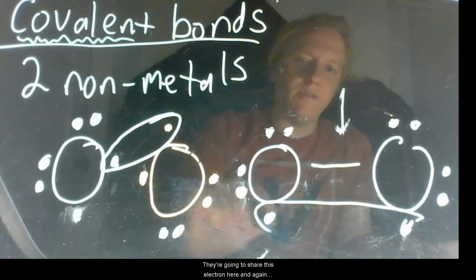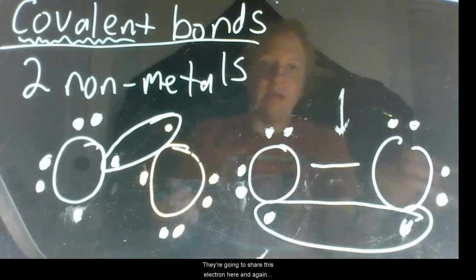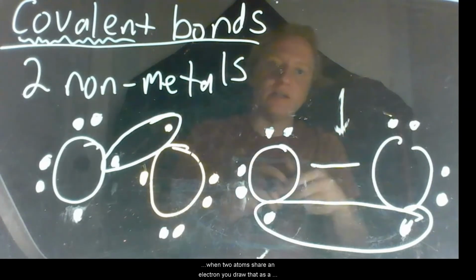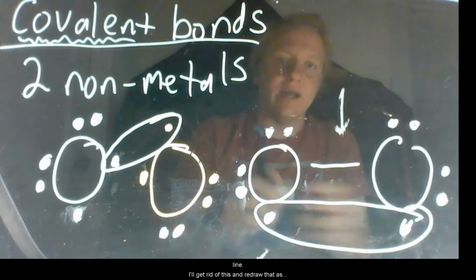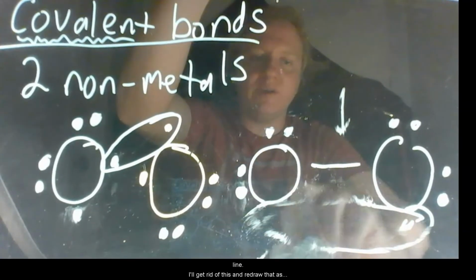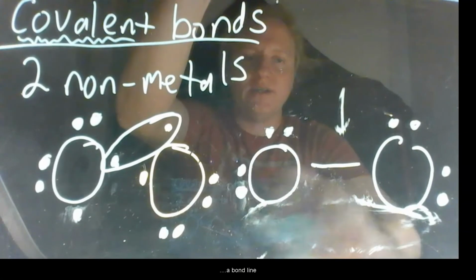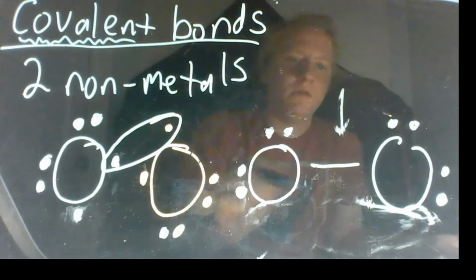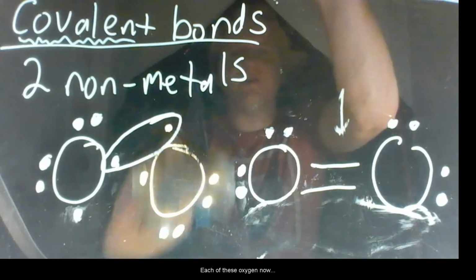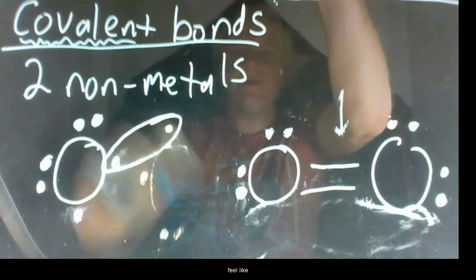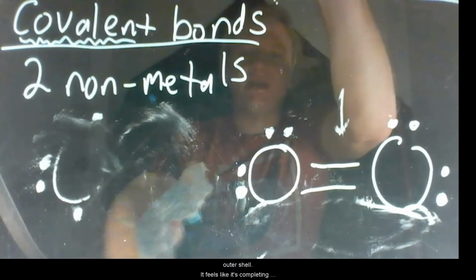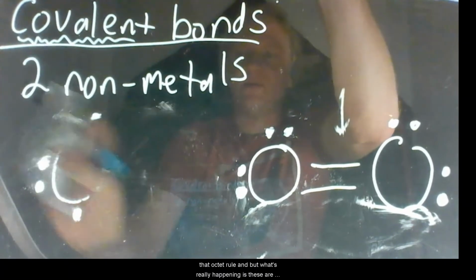They're going to share this electron here. And again, when two atoms share an electron, you draw that as a line. So we'll get rid of this, and we'll just redraw that as our covalent bond line. And there it is. So each of these oxygens now feels like it has a filled outer shell. It feels like it's completing that octet rule.